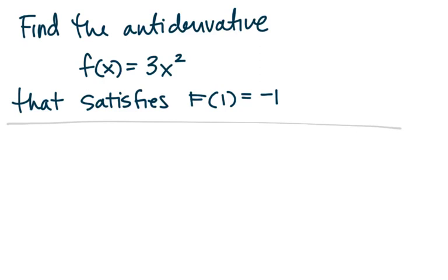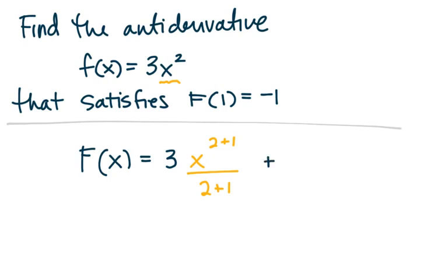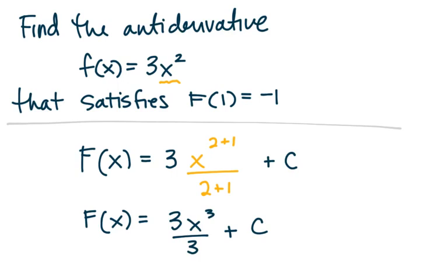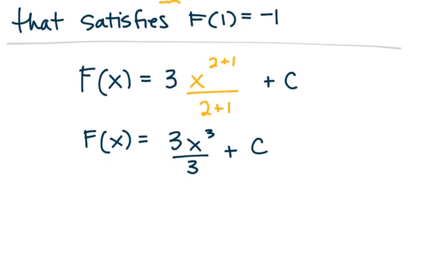All right, so finding that antiderivative using our power rule we've just defined, F of x, capital F, we'll leave that 3 there. I'm going to take this x squared. I'm going to add 1 to the exponent and then divide by that value, 2 plus 1. And then remember, whenever we're doing an antiderivative, we always write plus c. So if we simplify this, we've got F of x equals 3x cubed over 3 plus c. We can see that the 3's will cancel, and F of x equals x cubed plus c.